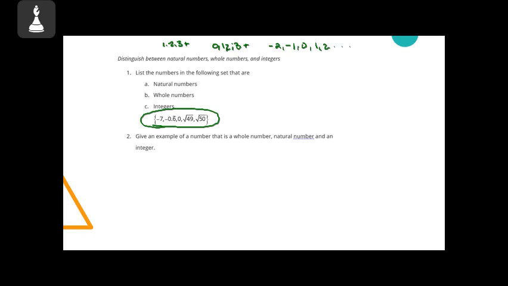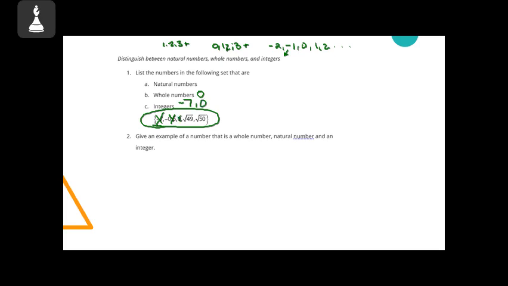So if we look at our numbers here, the first one is -7. The only one that can be negatives are integers. So -7 is an integer. Next one, we have a decimal. Well, none of these can be decimals, so this cannot go for any of them. Next is 0. Well, 0 is in the whole numbers and it is an integer. So I'm going to put it with whole numbers and integers.